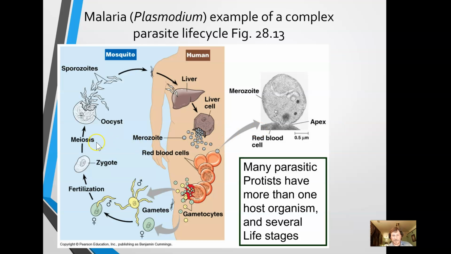Okay, so just to show you some complexity, this is malaria, Plasmodium, which we will be looking at in lab, not live, just prepared slides. We're just going to be looking at this stage here that's infecting the red blood cell. But first of all, it's showing you the complexity of the life cycle. For this organism to complete its life cycle, it needs two hosts. It needs a mammal, actually a vertebrate, and it needs the mosquito. There it is.